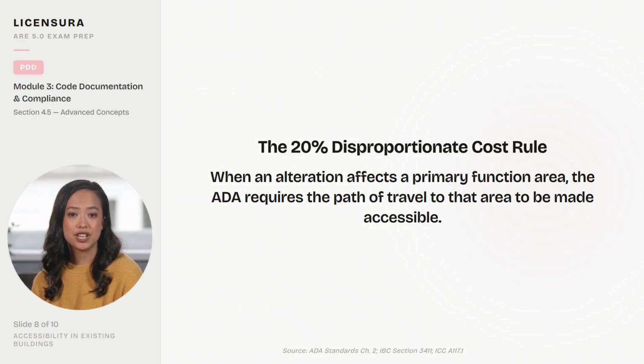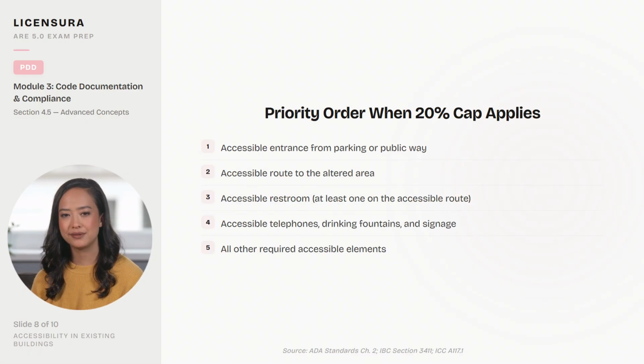When an alteration affects a primary function area, the ADA requires the path of travel to that area to be made accessible. But there's a cap. You only need to spend up to 20% of the total alteration cost on path of travel improvements. If full compliance would cost more than 20%, you prioritize the improvements in a specific order. The priority order list tells you exactly how to allocate that 20% spending cap.